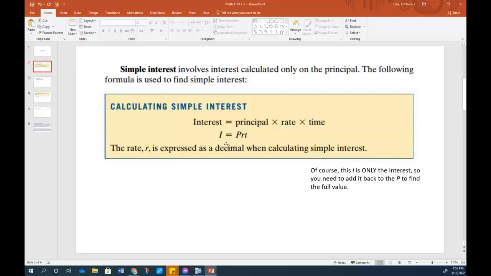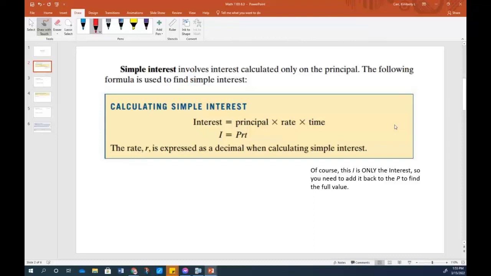You will need that. It's I equals PRT. Even though it doesn't say it, T right here should be in years. Now, your rate is expressed as a decimal when you're actually doing the calculations. So it starts off maybe being a percent, but you do need that to be a decimal, which means you're going to move that decimal 2 spots to the left. So if it said 6%, you would use 0.06.